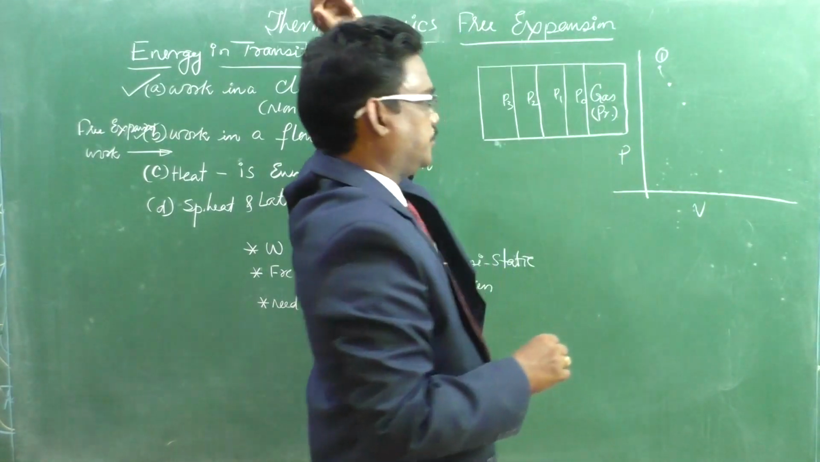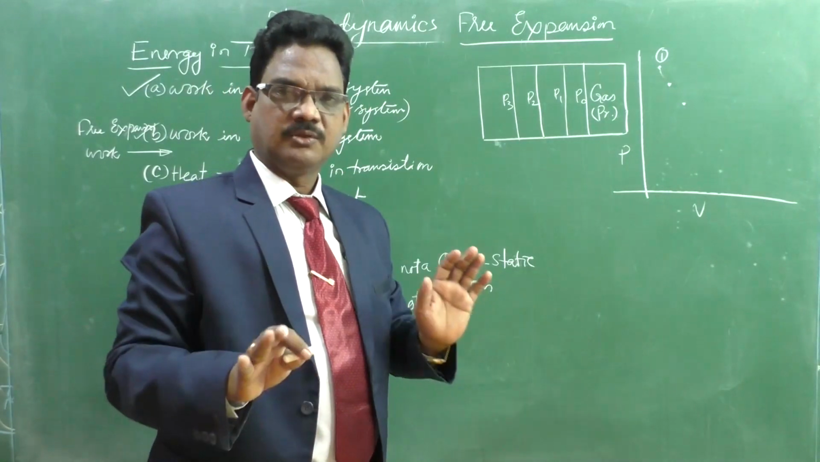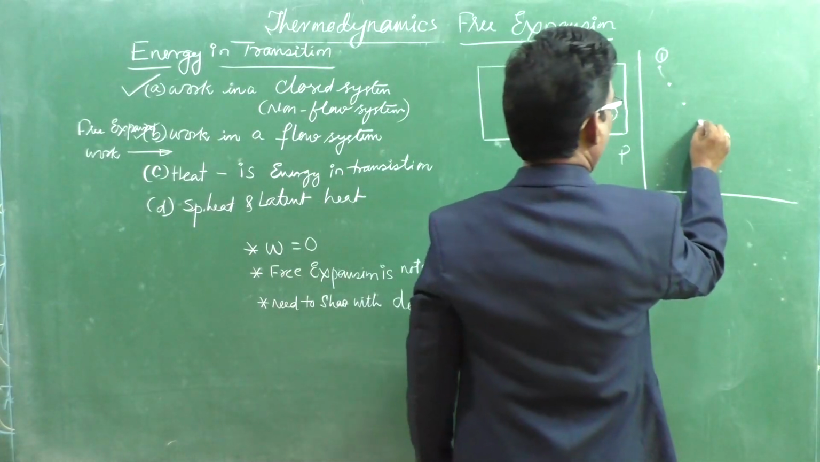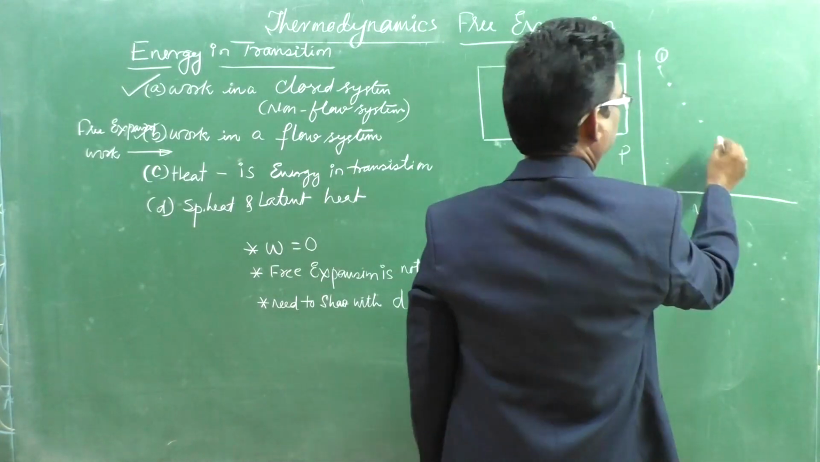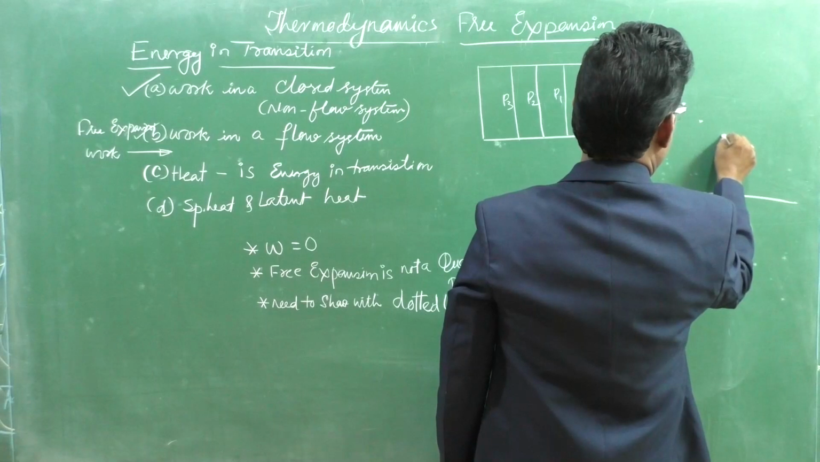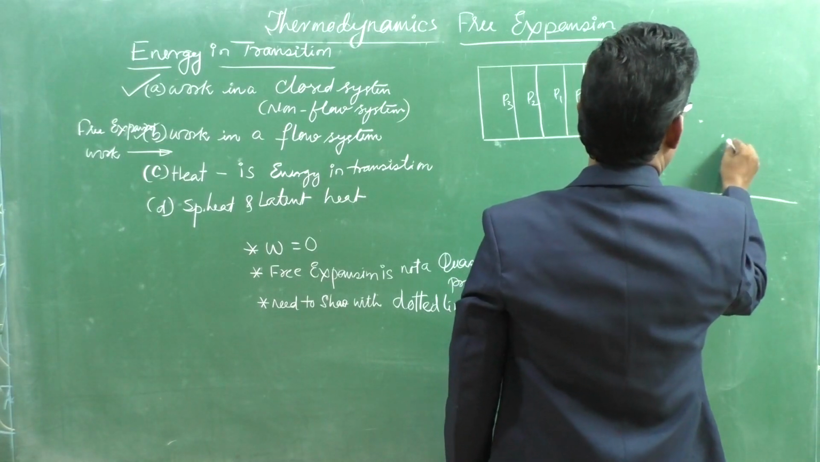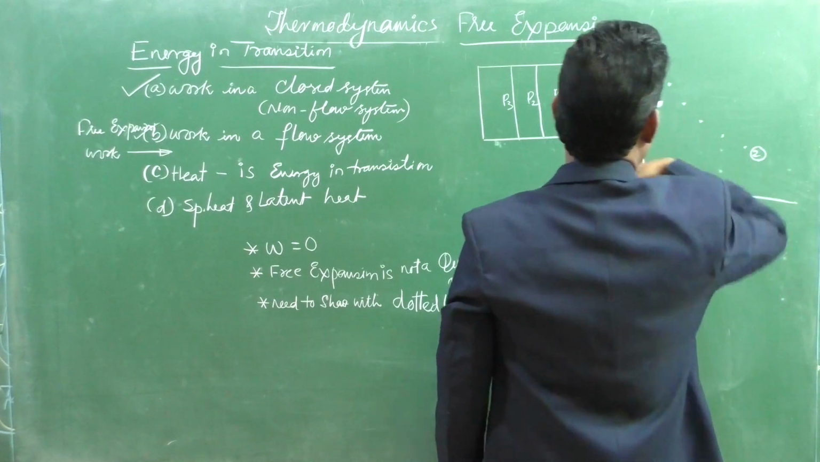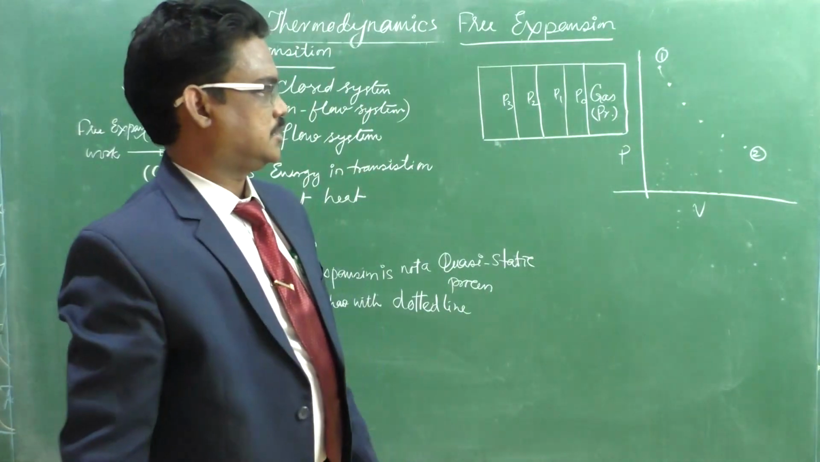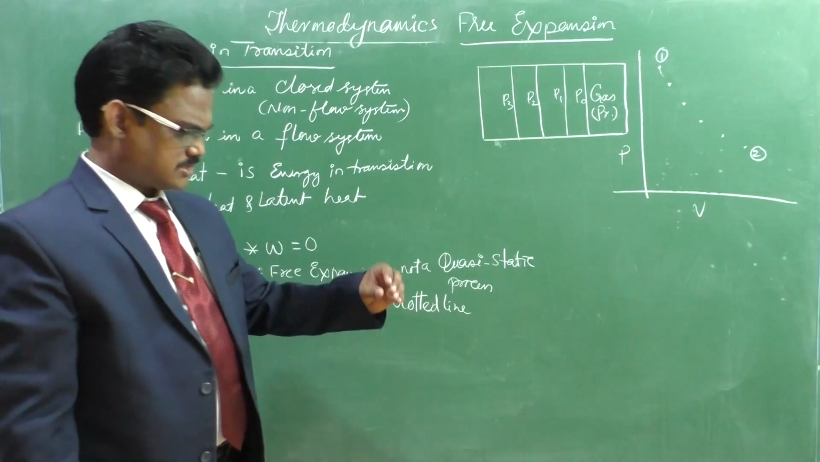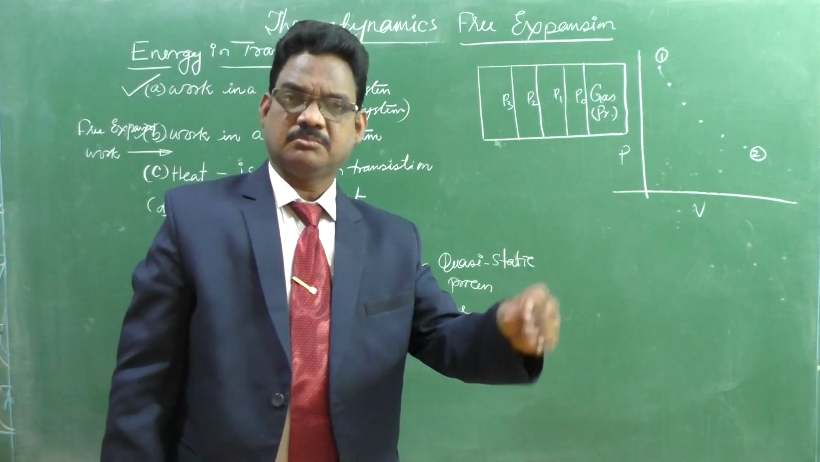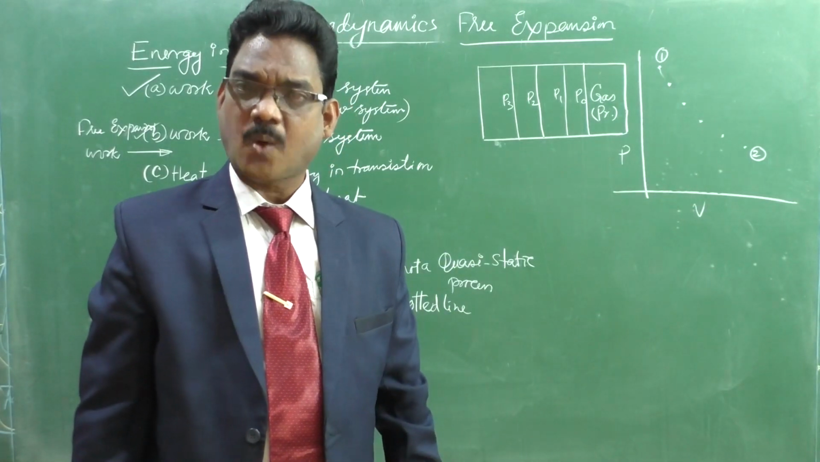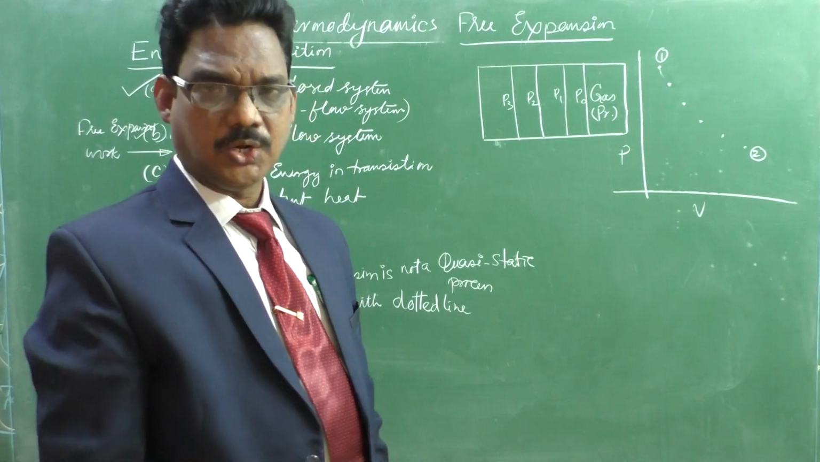Right. After the P2 partitioner, again wait a minute, it will give a thermodynamic equilibrium condition. After the P3 partitioner, thermodynamic equilibrium condition. Likewise, you can reach the final stage after removing all the partitions. That means at each and every stage we maintain a thermodynamic equilibrium condition. That means we followed a quasi-static process.